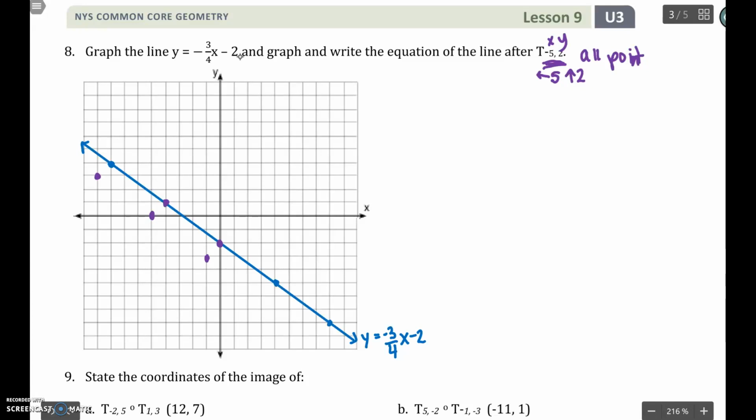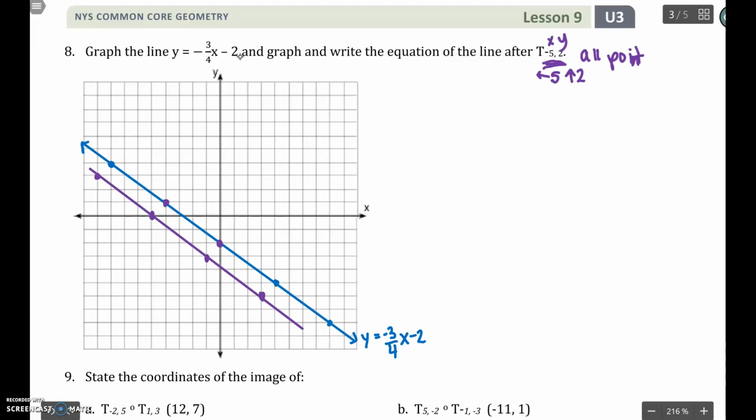So every single point shifts to a place that forms a line parallel to the one we started on. It's just that the entire line has moved left 5 and up 2.